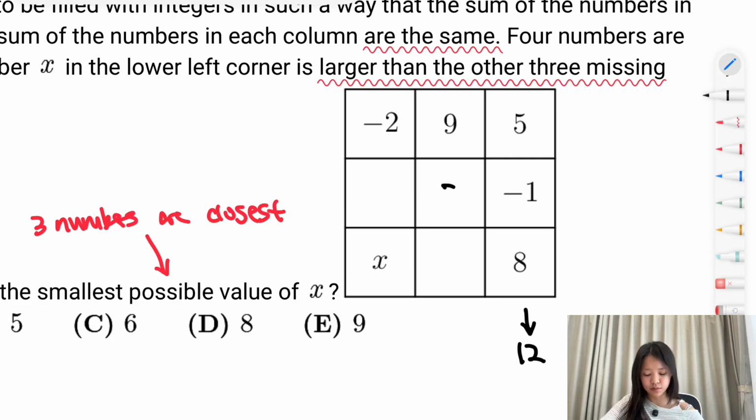For example, if this was 3, this would have to be 9. This would have to be 0. And x would be 4. Now obviously that isn't the correct answer.